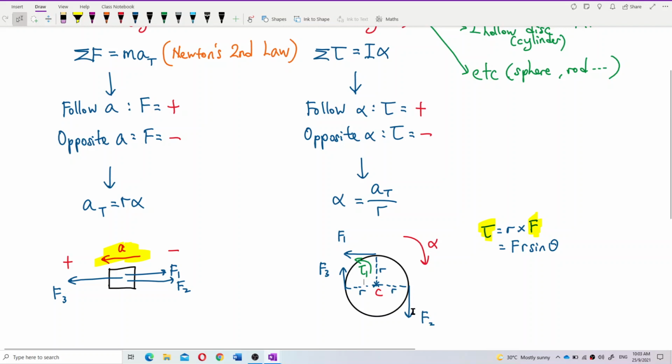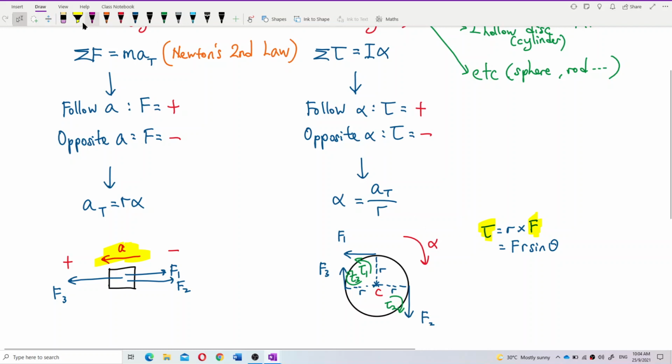And how about F2? F2 is clockwise. This torque is clockwise. When you push it here, this thing will rotate clockwise. And how about F3? You push it here, this thing also will rotate clockwise. So this is torque number 3.